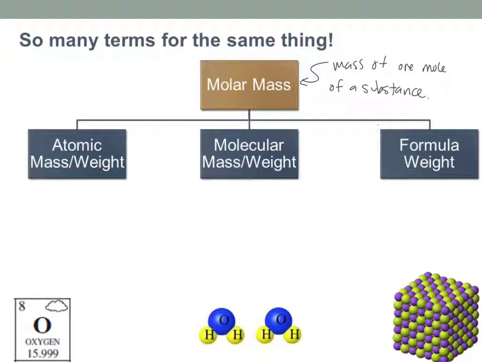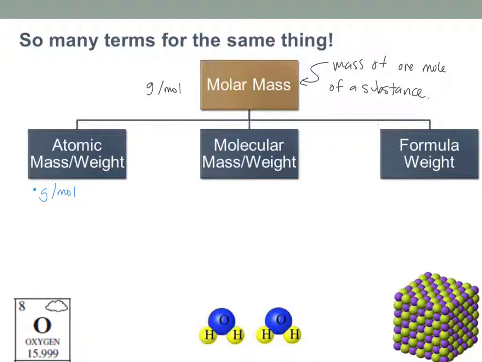Under this umbrella of molar masses, you have these more specific terms: the atomic mass, molecular mass, and formula weight. They're more specific, but they basically mean the same thing, with the same units. Molar mass is grams per mole. Molar mass is how many grams are in a mole.